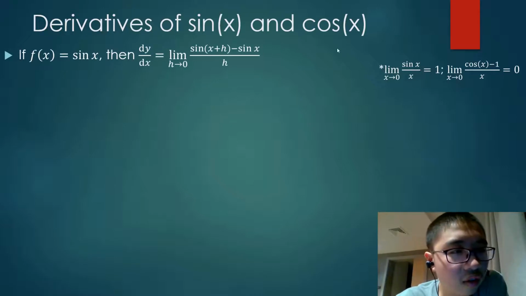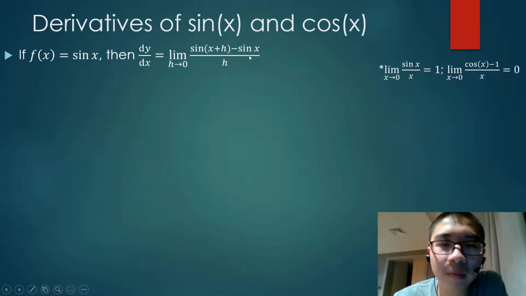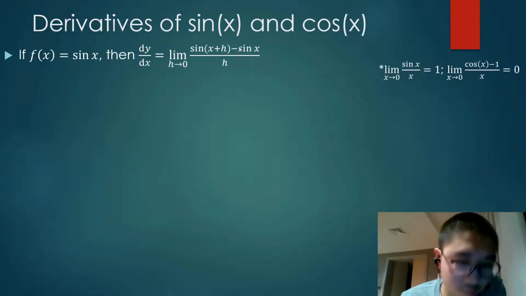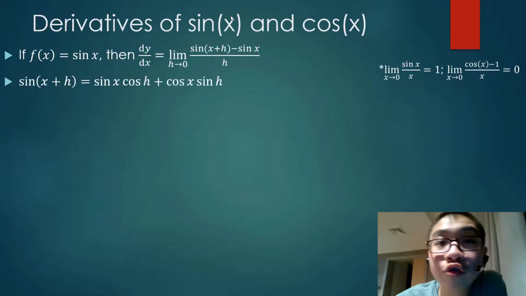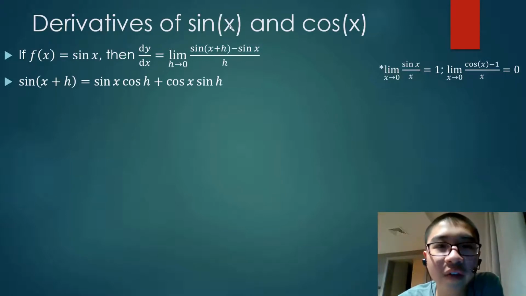Okay, let's take a look at the sine x first. The derivative of sine x, by the formal definition of derivative, is the limit as h approaches 0 of sine x plus h minus sine x over h. We can use a trig identity to change sine x plus h into sine x times cosine h plus cosine x times sine h.